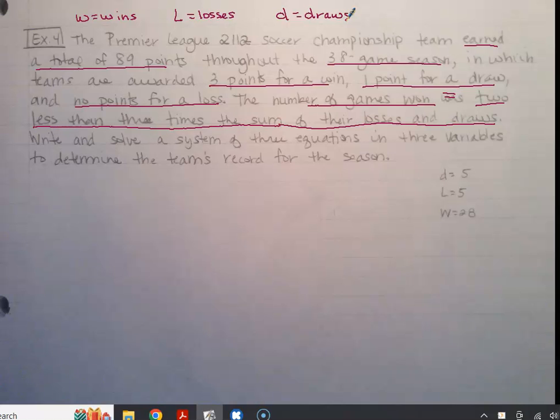So let's start with their season, right? They had a 38-game season. So we know they played 38 games, right? What were their options for those games? What could they do with the outcome? Win, lose, or tie, or win, lose, or draw. So 38 is going to be the sum of their wins, their losses, and their draws, right? Okay, so this is the number of games.